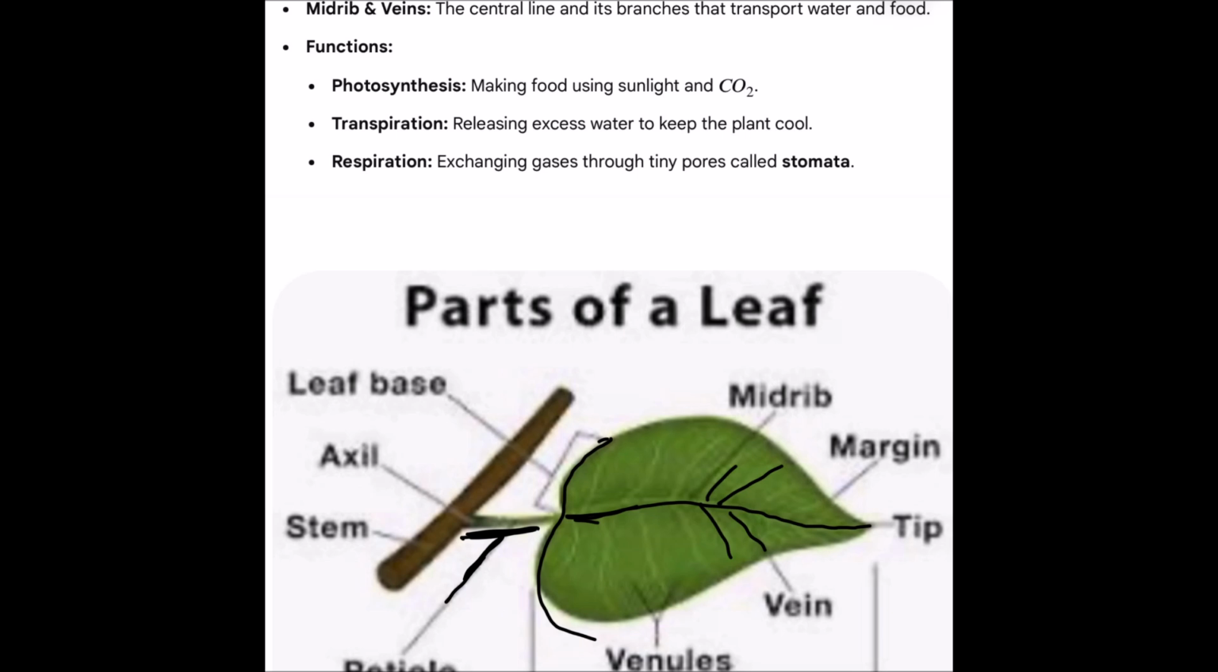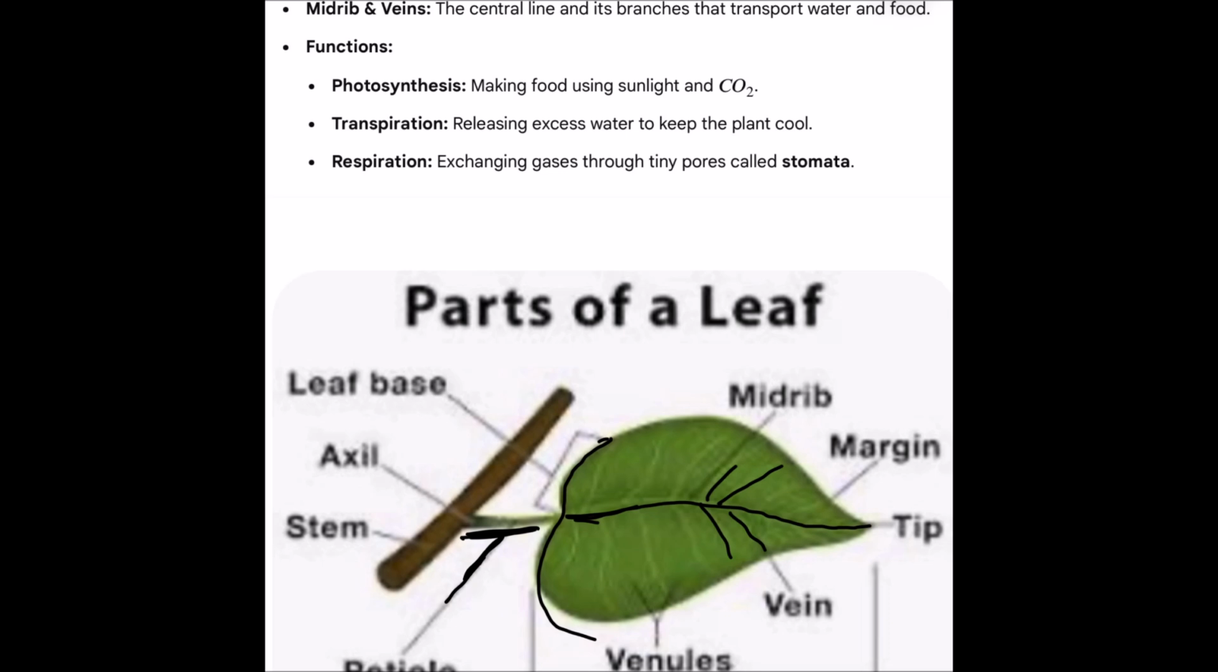So first one is photosynthesis. The process of photosynthesis is done on the leaf. Preparation of food for the plant is done in the leaf, which is by using sunlight and carbon dioxide. The second process is transpiration, where the excess water from the plant is released as water vapor through the process of transpiration.